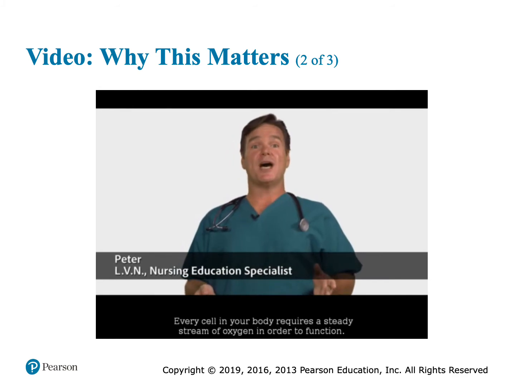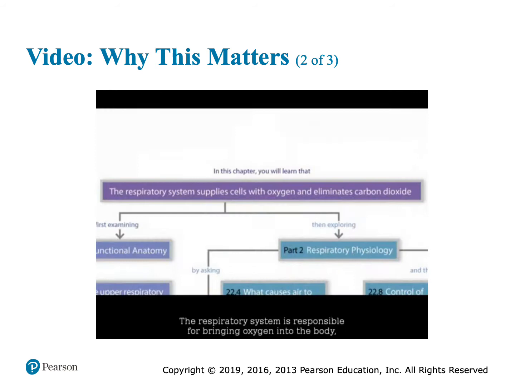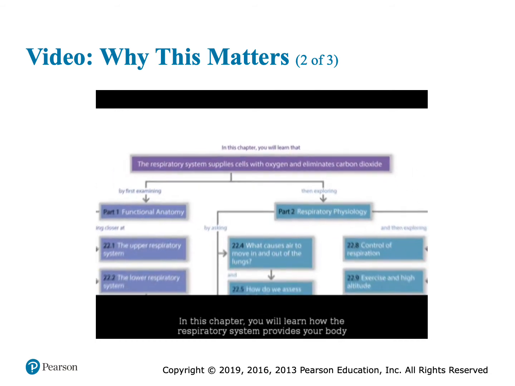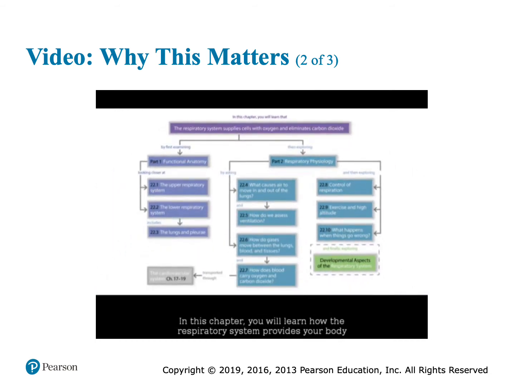Every cell in your body requires a steady stream of oxygen in order to function. The respiratory system is responsible for bringing oxygen into the body and getting rid of the carbon dioxide that cells produce when they use oxygen. In this chapter, you will learn how the respiratory system provides your body with the oxygen that is vital to life.